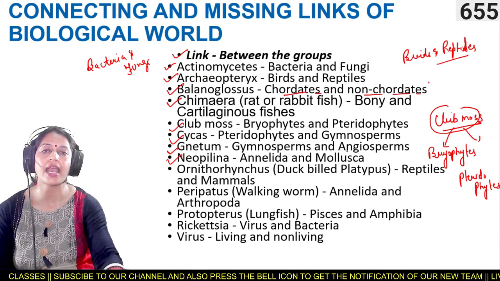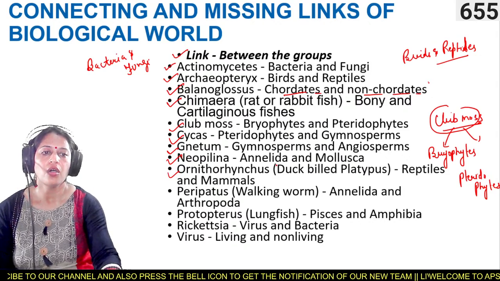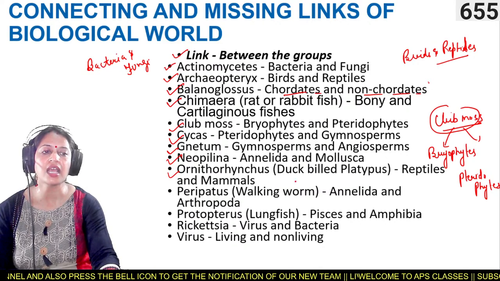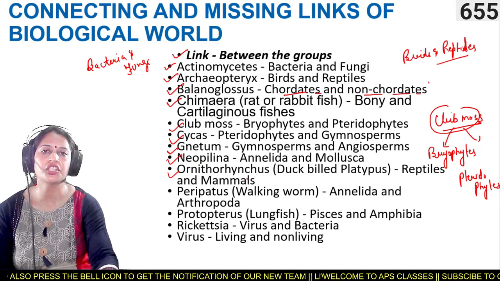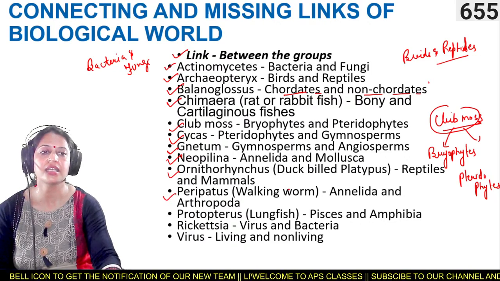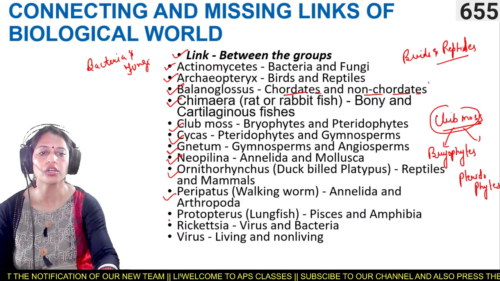Neopilina, that is Annelida and Mollusca. Next is Ornithorhynchus, that is the duck-billed platypus, the relation between the reptiles and the mammals. Peripatus, that is the walking worm, the relation between the Annelida and the Arthropoda.